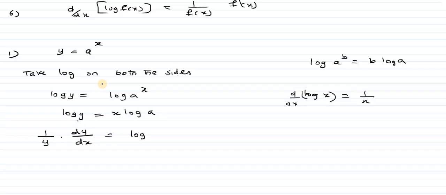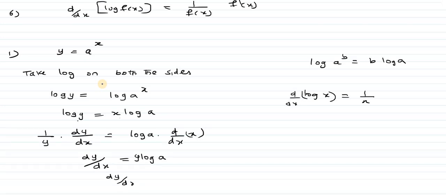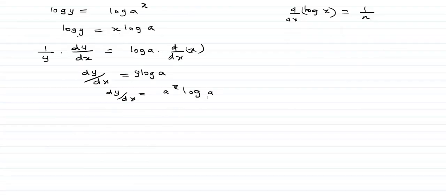Here log a is constant and you need to differentiate only x. Differentiation of x is 1, so it is only log a. So dy by dx is equal to y log a. So dy by dx will be equal to what? Y is a power x, so a power x log a. When base is not given, it is understood that you are using natural logarithm. Is it clear? This is how the formula comes. So using log will help you in solving the sums quickly. Okay. Based on that, some of the things we are going to do here.